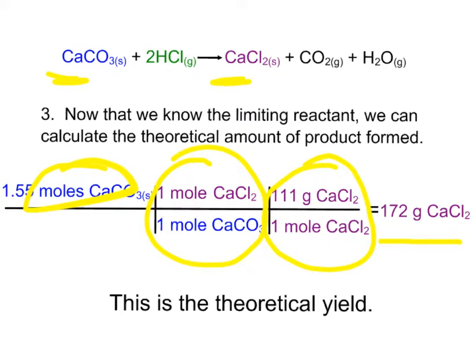That's the theoretical yield. That's the amount that theoretically, if everything were perfect and went just right, is exactly the amount we would have.